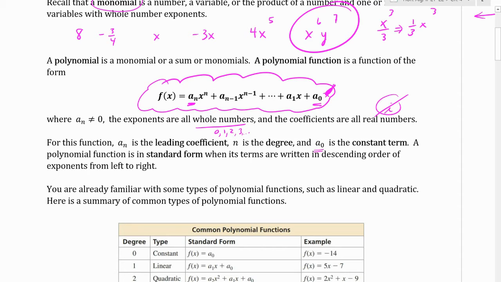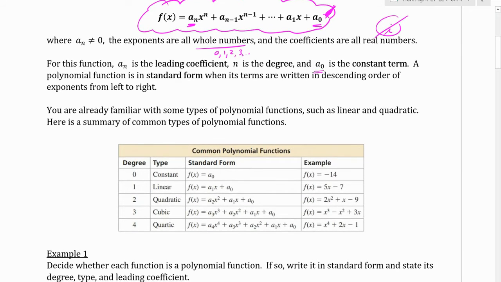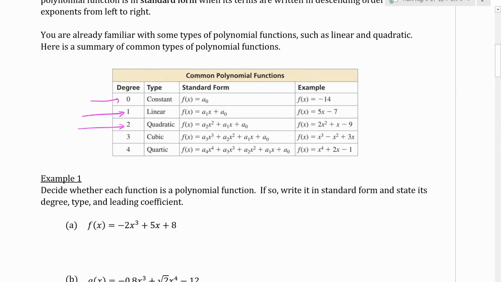Polynomial functions are in standard form when they're written in descending order, the exponents from left to right. You usually just call that descending order, which is what I always called it when I was a kid. We've already talked about linear functions and quadratic functions. Linear is when the biggest power is 1, x to the first. Quadratics have x squared. We've talked about constant functions. That's when you don't have an x, like y equals 7. If the biggest power is the third, it's a cubic. If the biggest power is the fourth, we call those quartics.